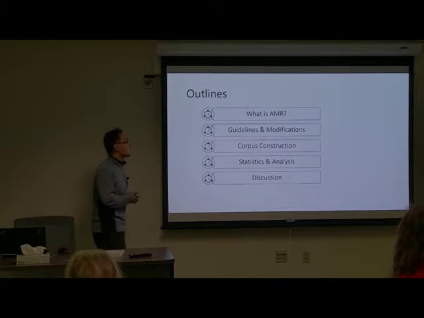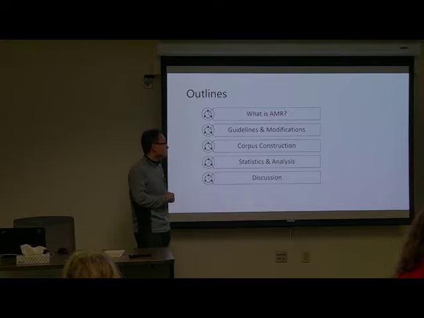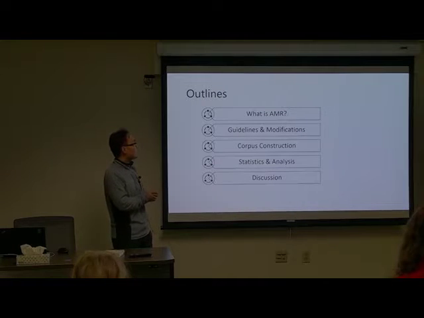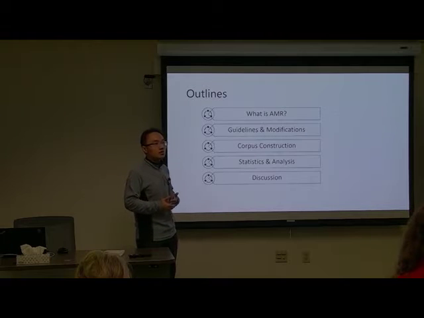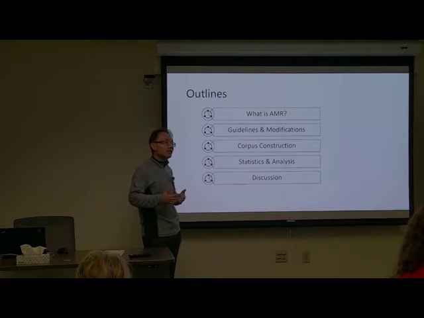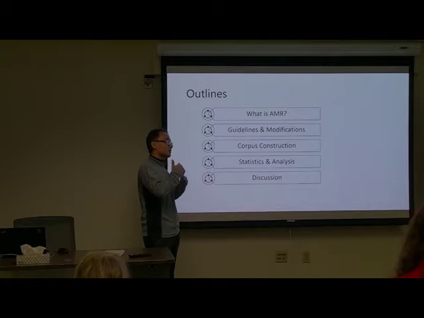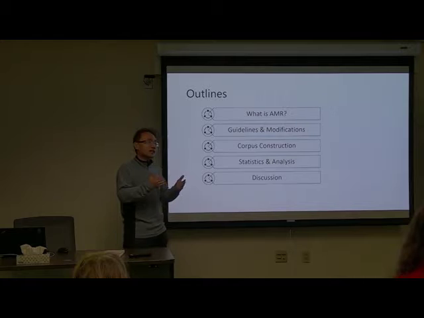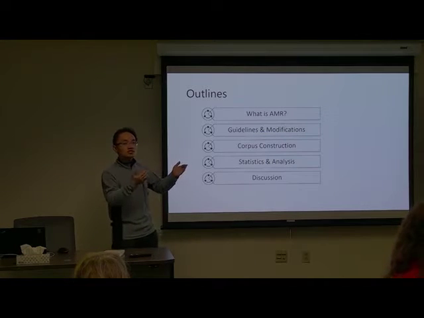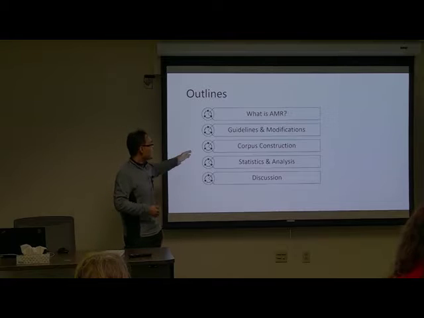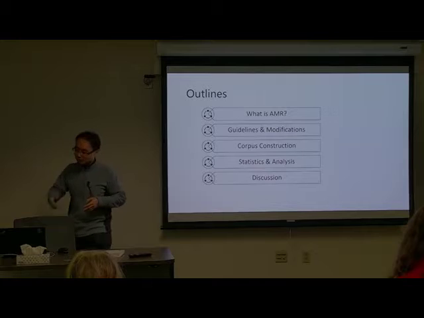For today, for the AMR part, I want to discuss such things as what is AMR, and how we made the guidelines for AMR. Because English has already done this before, we want to annotate the Chinese data. How can we apply the English AMR guidelines to Chinese? And how we construct the corpus, and what we found based on the data.